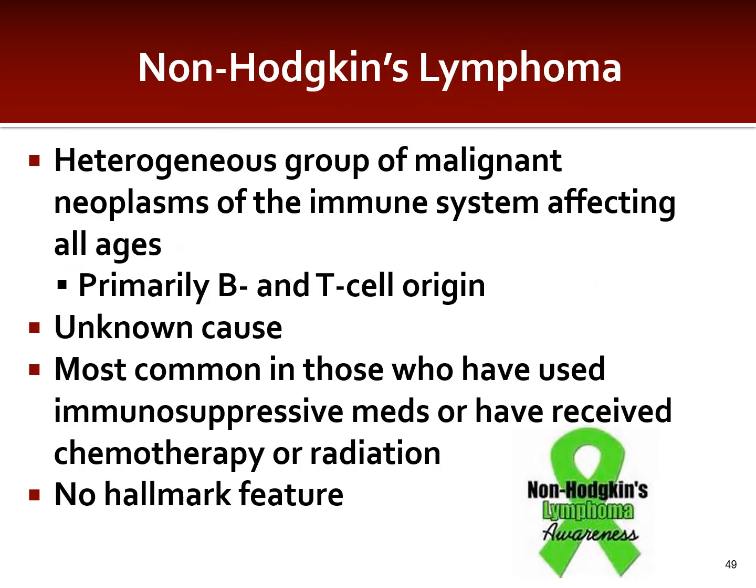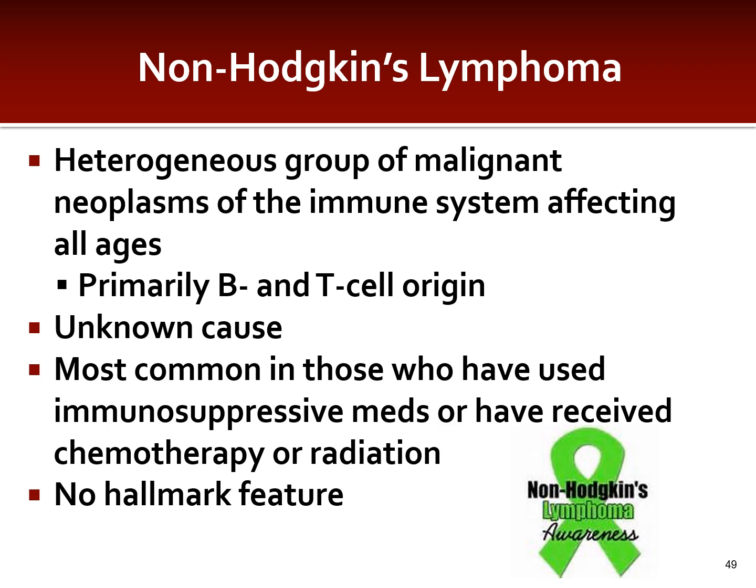Non-Hodgkin's again is a heterogeneous malignant neoplasm. It could affect all ages. Primarily, it's going to be of B and T cell origin. The cause of this is really unknown. However, you see it more commonly in those clients that use immunosuppressant drugs, or they've had chemo or radiation. Because the drug decreases the immune system, it puts them at high risk.